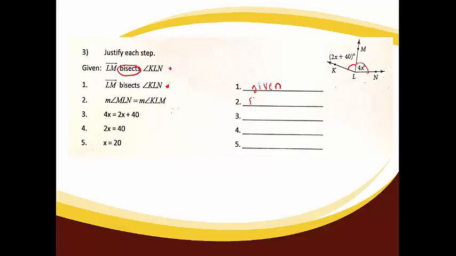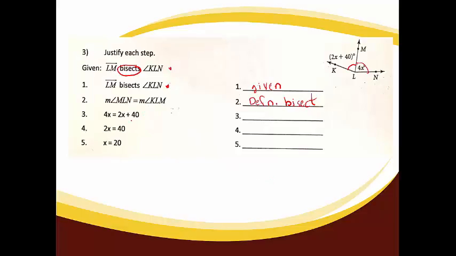So we're going to write definition, which I abbreviate as def-n. And we will write bisect here. So I know that these two pieces are the same because I know what the definition of bisect is. By that definition, I am allowed to mark those as congruent.